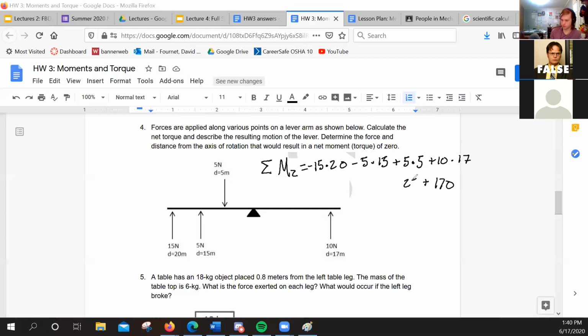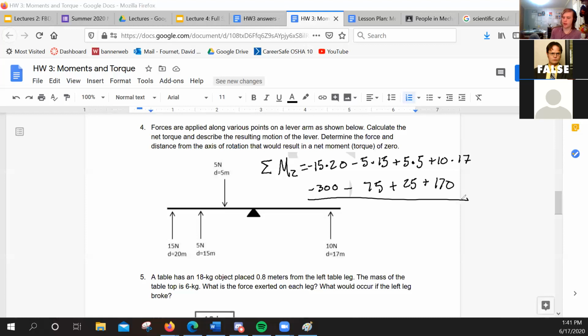Is it good if I just put it in parentheses just to make it easier? Put what in parentheses? Like the negative 15 times 20 in parentheses. Oh, yeah. So let's see, 15 times 20, 300. So we got a negative 300. And we have a minus 75. And then plus. So that is what our moment is going to be.